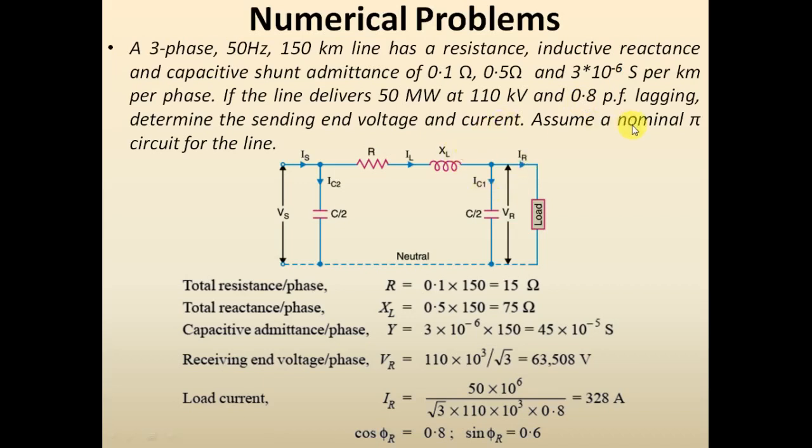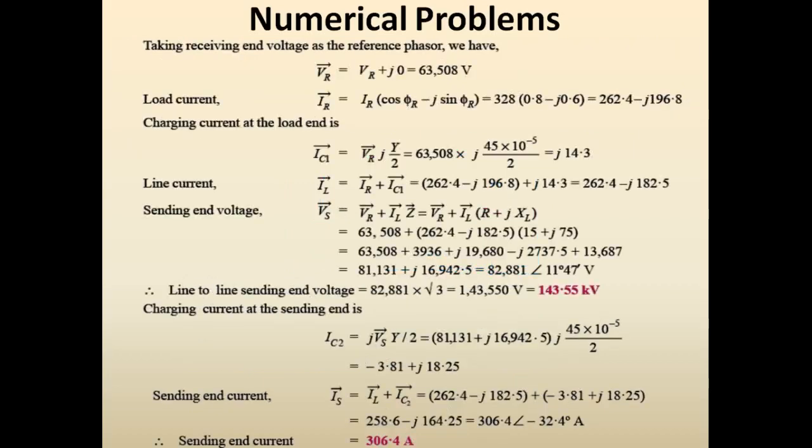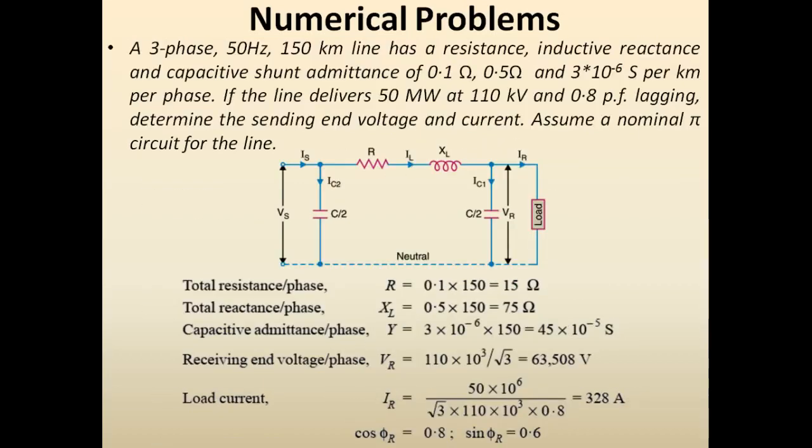Specifically, you are asked to use the nominal pi method, and you have to determine the value of sending end voltage and sending end current. After drawing the vector diagram and equivalent circuit, the vector diagram is not shown in the problem, but you must draw the vector diagram also. Then you have to follow the same steps as we have followed in the previous problem of the nominal T method. First we have to find the value of VR. The receiving end power value is given and the receiving end voltage value is given as 110 kV. That is actually the line to line voltage.